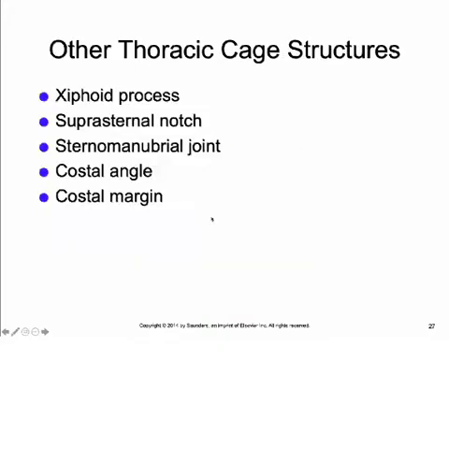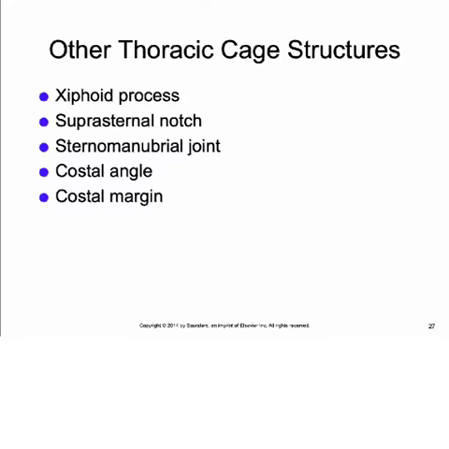All right. Other thoracic cage structures include the xiphoid process, which we've discussed, the suprasternal notch, which is basically the jugular notch, and the sternomanubrial joint, which is between the sternum and the manubrium. The sternomanubrial joint is a little bend there, and it is called the angle of Louis, all right, and it indicates where the manubrium meets the body.